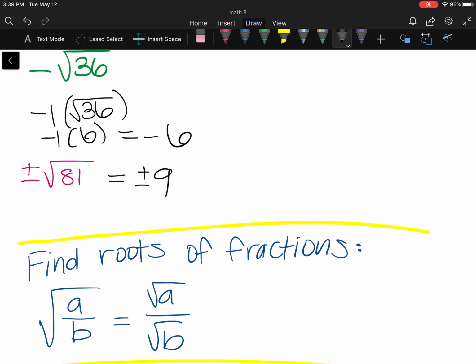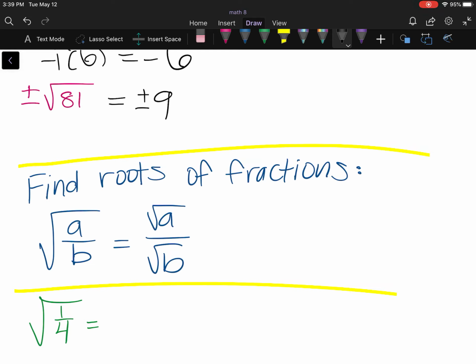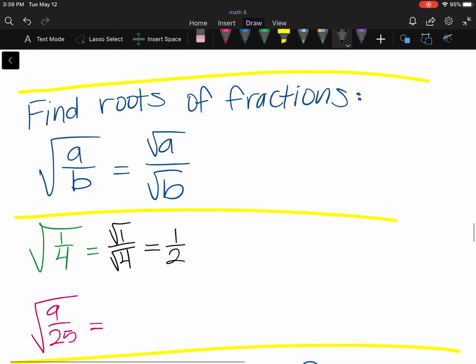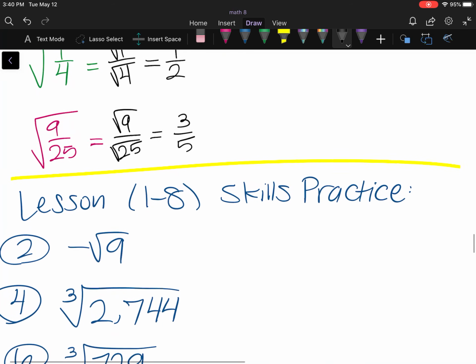Now to find roots of fractions. The idea is that the square root of a over b is equal to the square root of a over the square root of b. So for example, if we want to find the square root of 1/4, we say that is equal to the square root of 1 over the square root of 4, and that is equal to 1 over 2. Our next example is the square root of 9 over 25. Try to solve this one on your own. Hopefully you said the answer is the square root of 9 over the square root of 25, which is equal to 3 over 5.